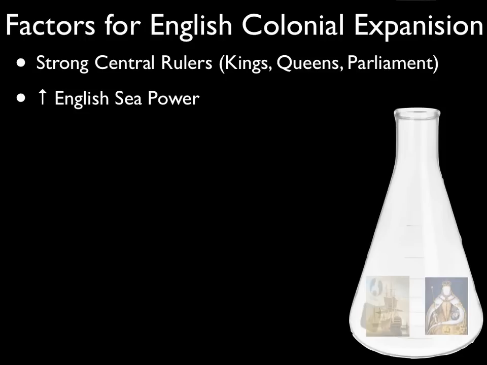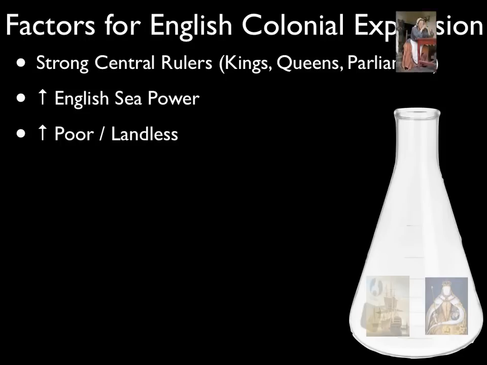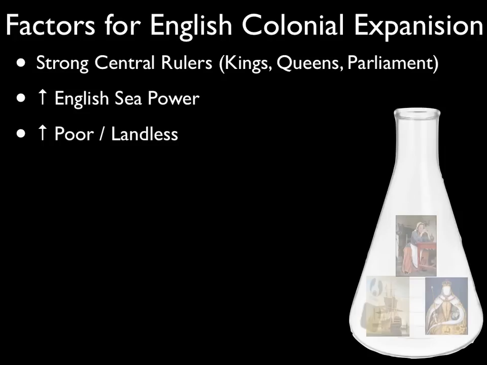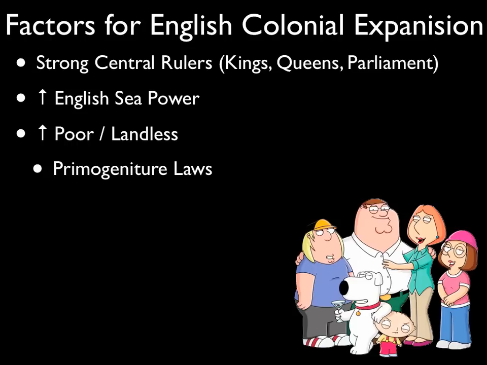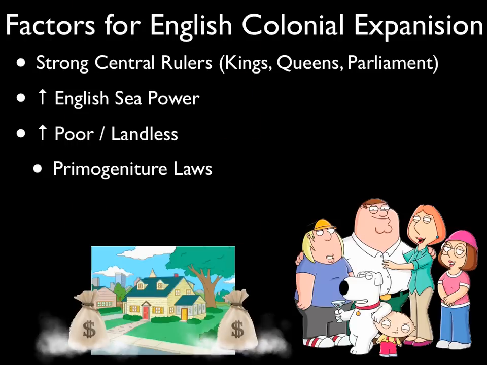Now, another factor which contributed to English colonization was that there were a growing number of poor and landless. The main cause of this was an English law known as primogeniture. Primogeniture laws have to do with inheritance. And to explain how these laws work, I will enlist the help of the Griffin family from Family Guy. Let's imagine that this is what was at stake: the Griffin inheritance, their home, their wealth.